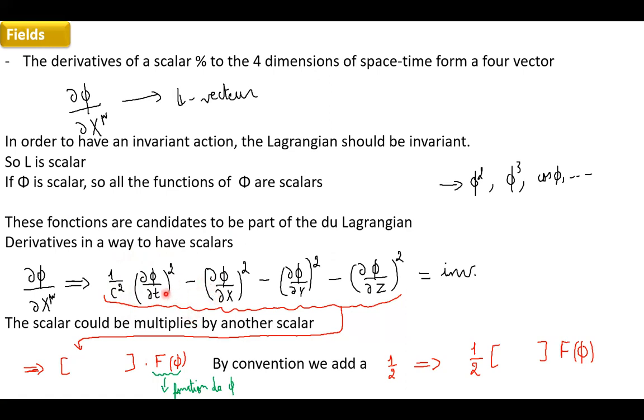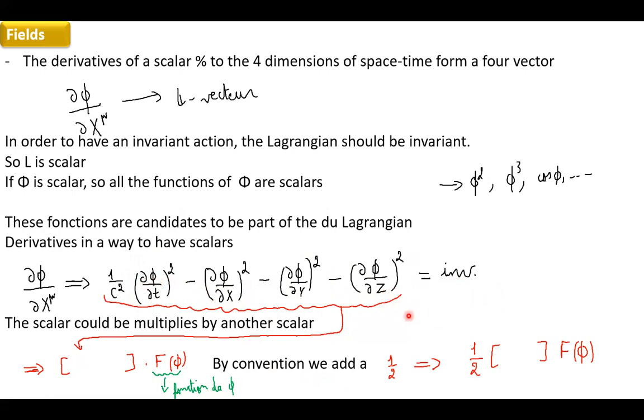minus, we always keep the same form of a proper time. So it's the time squared minus the space squared. So minus the partial derivative of phi with respect to x squared, minus the partial derivative of phi with respect to y squared, with respect to z squared, etc. It is an invariant. It has the same form as a proper time: the 0 coordinate squared minus the 3 space coordinates squared. So this quantity is a scalar.